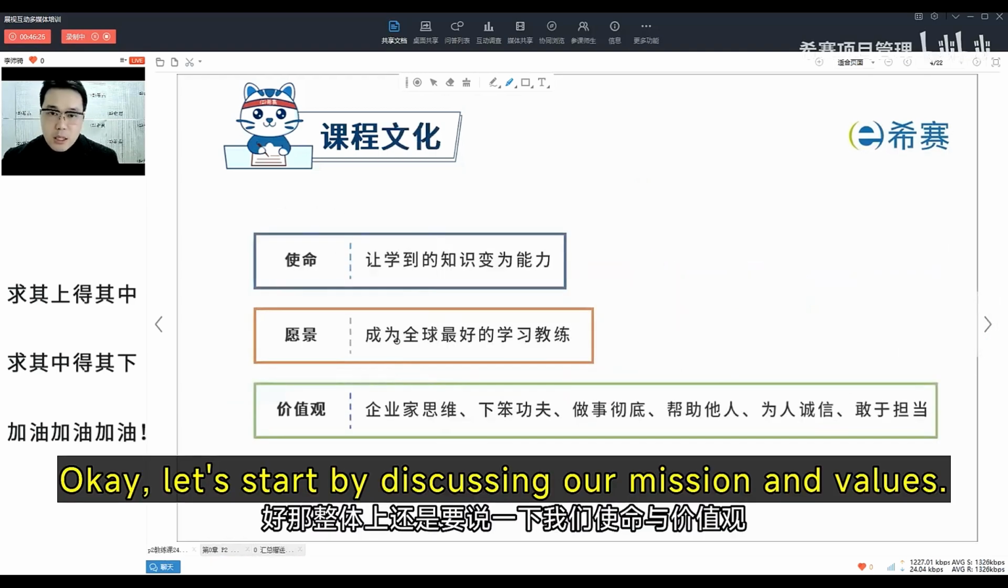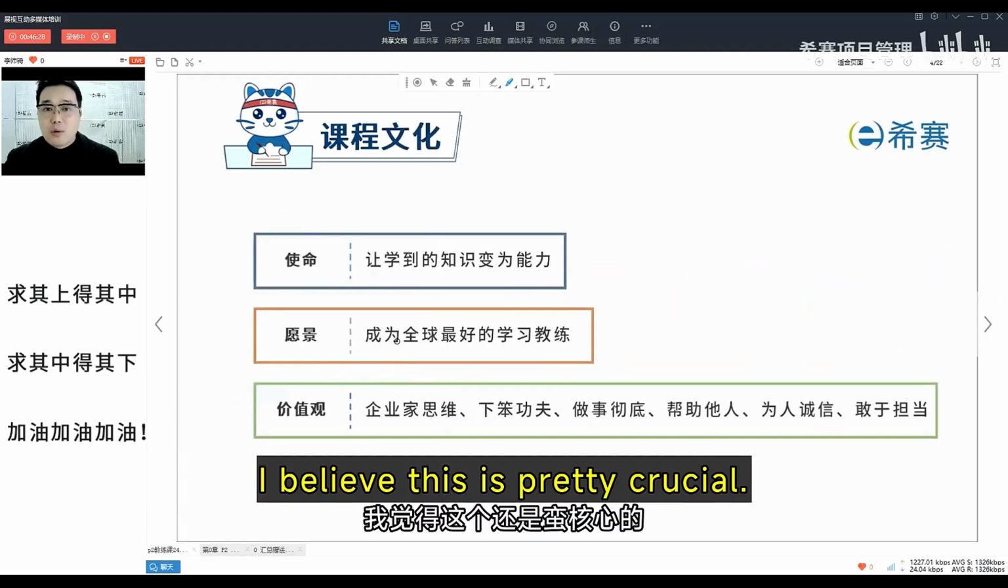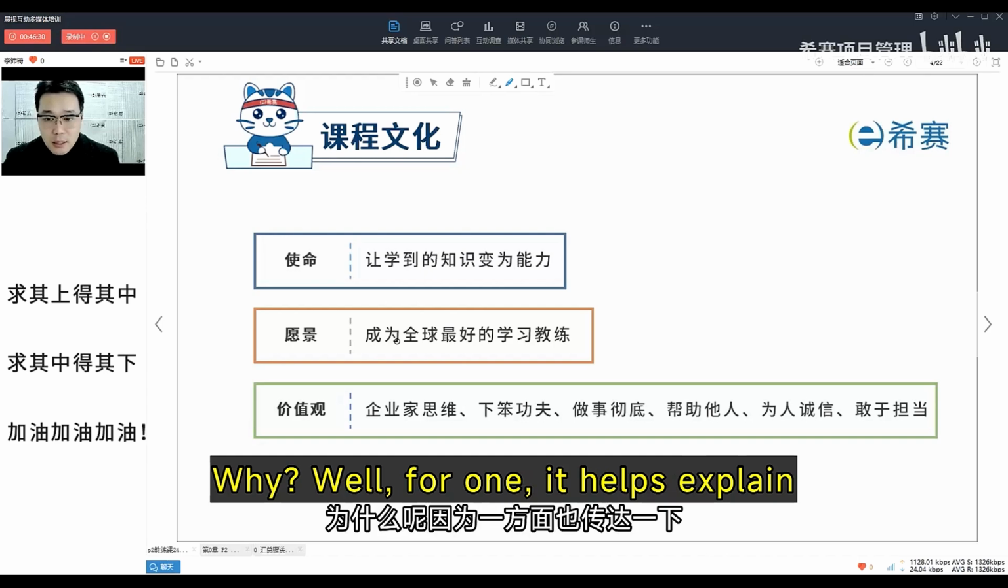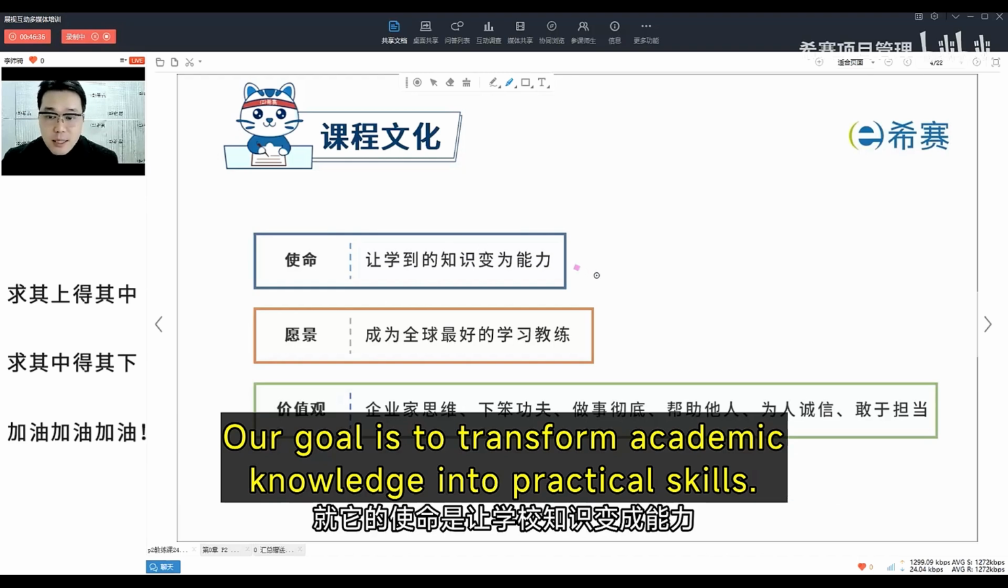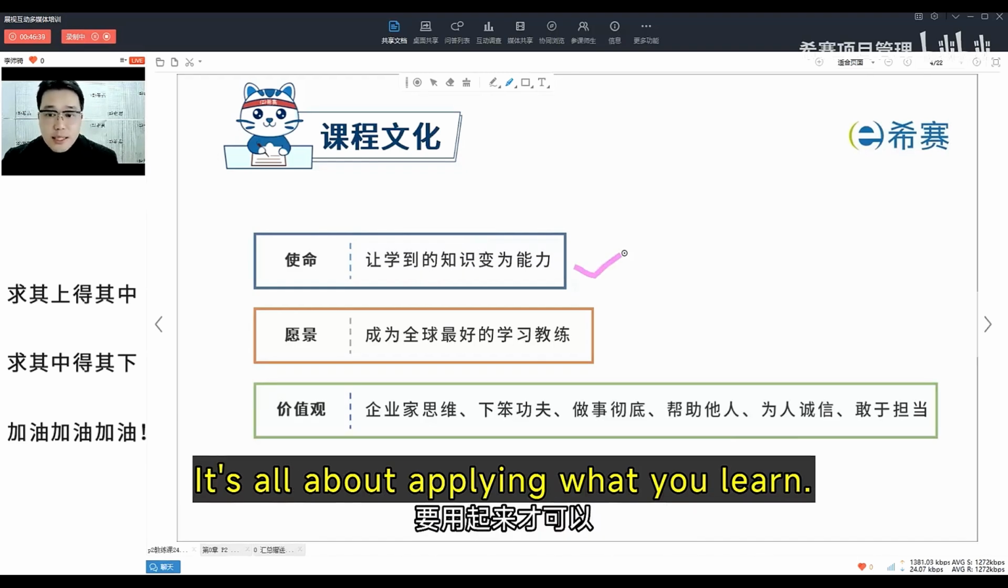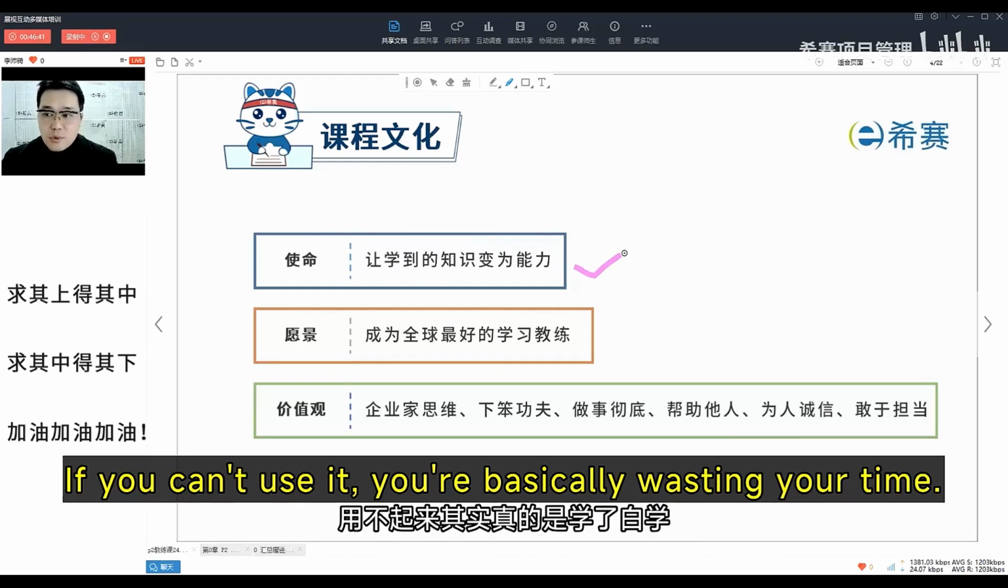Okay, let's start by discussing our mission and values. I believe this is pretty crucial. For one, it helps explain the reasoning behind our course design. Our goal is to transform academic knowledge into practical skills. It's all about applying what you learn. If you can't use it, you're basically wasting your time.